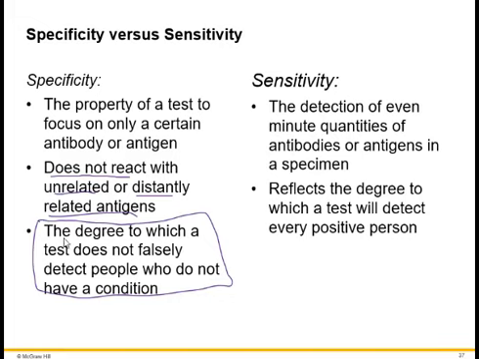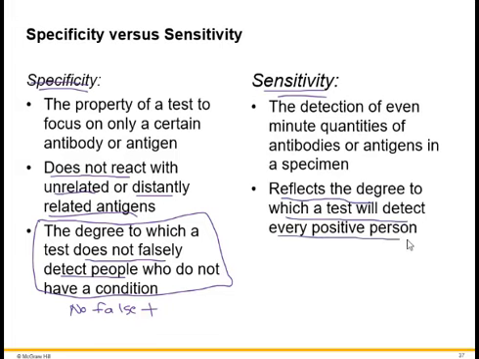So specificity is defined as the degree to which a test does not falsely detect people who do not have the condition. So no false positives. The degree to which you have no false positives is a measure of the test called the specificity. So when we look at these tests, we also have a term called sensitivity. It's a trait of the test, and it's the degree to which a test will detect every positive person.